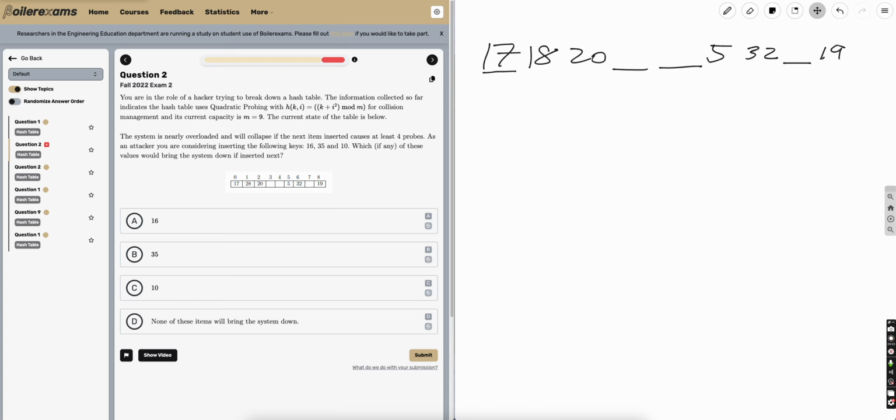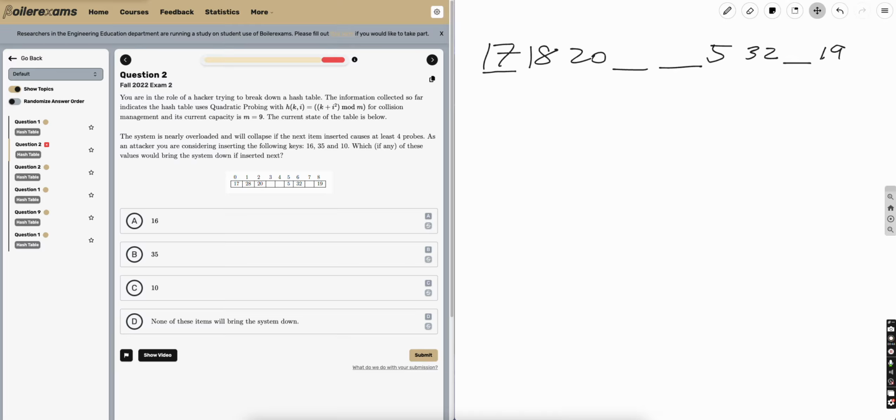So the current state of the table is below. The system is nearly overloaded and will collapse if the next item inserted causes at least 4 probes. As an attacker, you're considering inserting the following keys: 16, 35, and 10. Which, if any, of these values would bring the system down if inserted next?